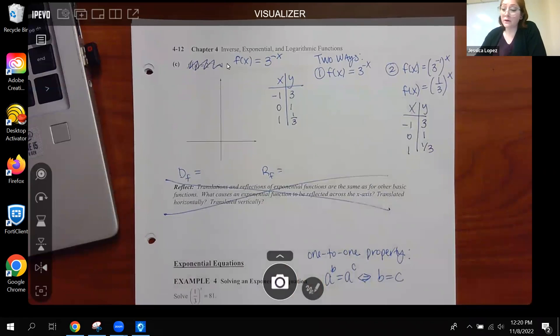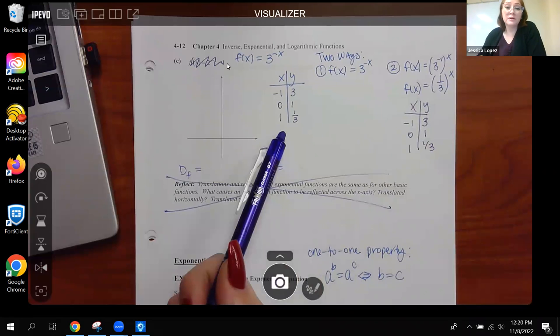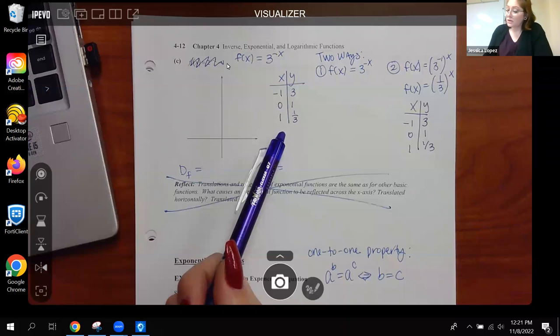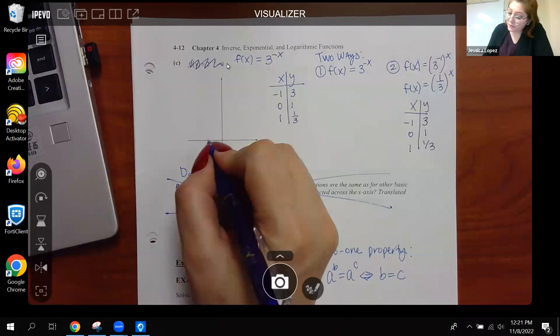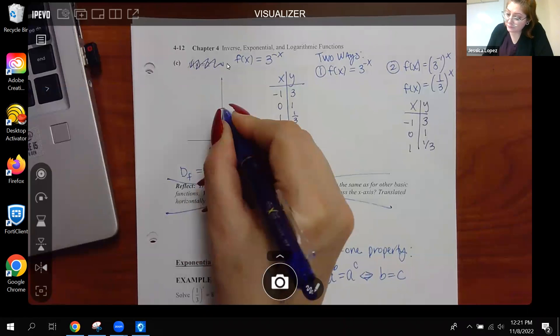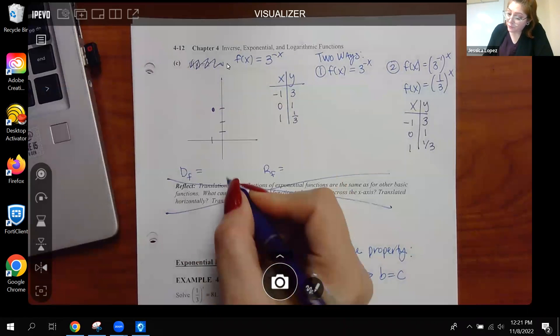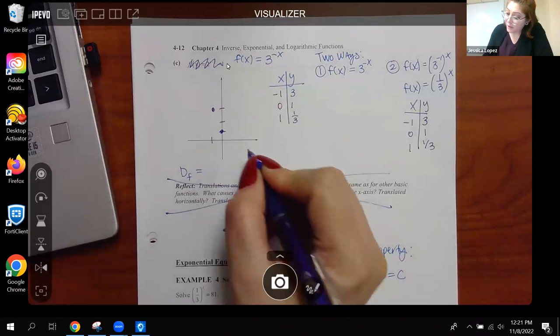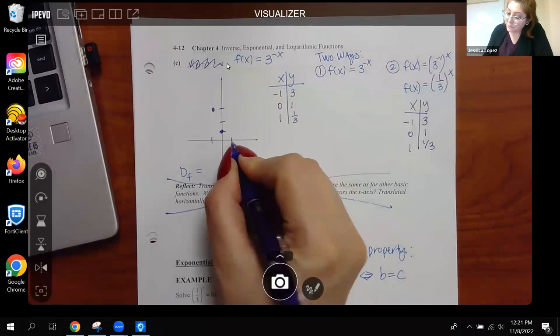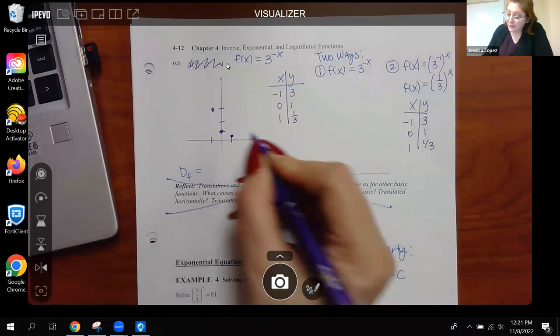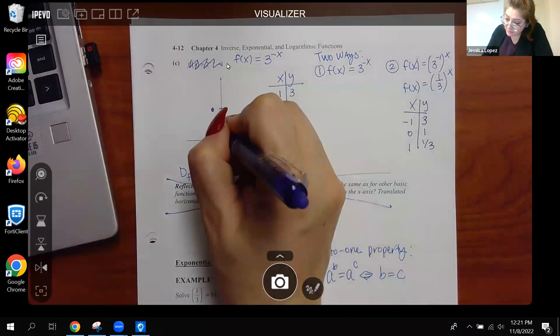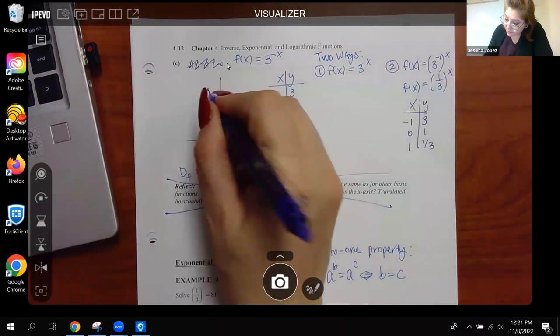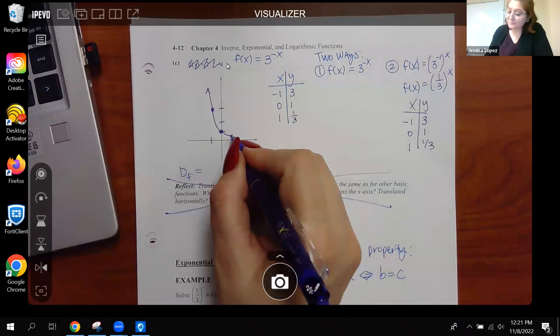Okay. Preferably, if I were doing this on my own, I would probably just use negative 1, 0, and 1, put it in the calculator and see what the y values are. That's just my personal preference. So I'm going to graph negative 1 and positive 3. I'm going to graph 0 and 1, and then positive 1 and 1/3, which is probably about right there. And so then we can see it's going this way and it's going that way.